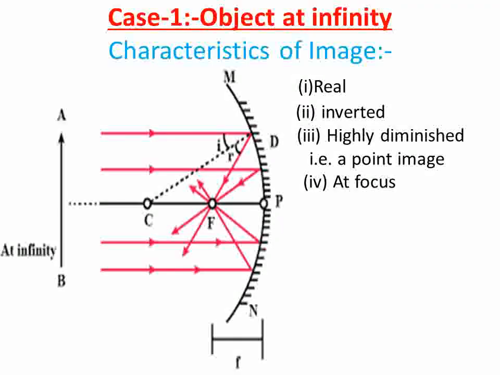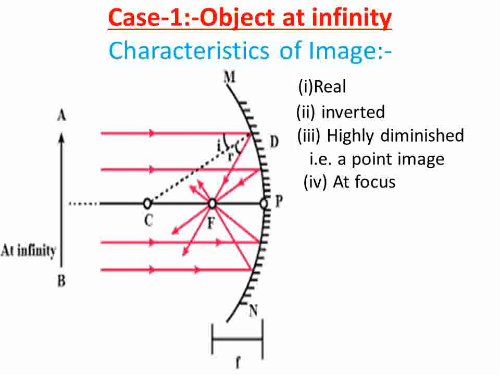Ray diagrams for various positions of the object in front of a concave mirror. Case 1: object at infinity. Rays of light are coming from object AB placed at infinity. These rays are parallel to the principal axis, and a dotted line passing through the center of curvature C and point D on the mirror shows the normal here.